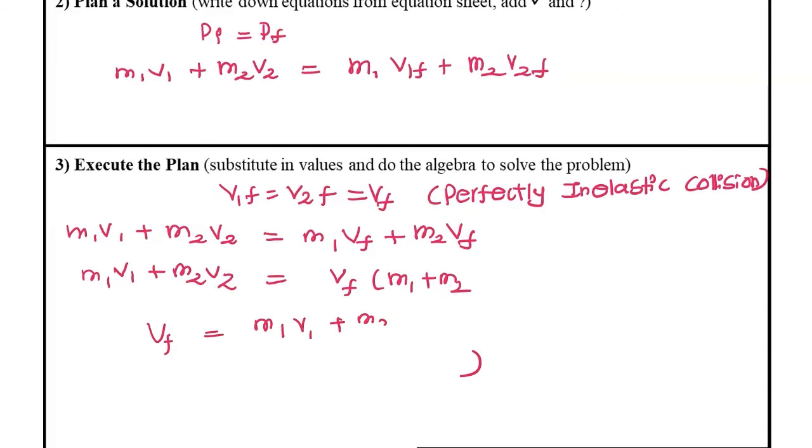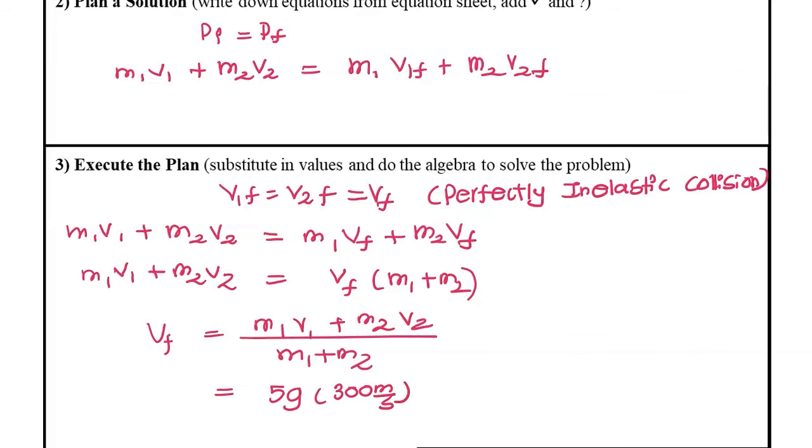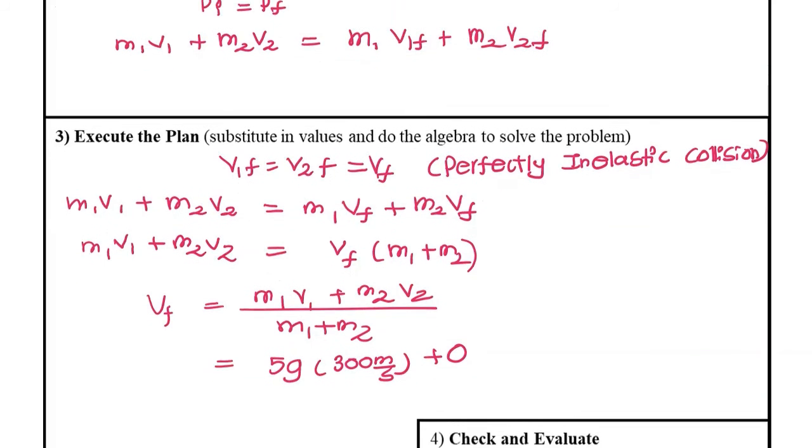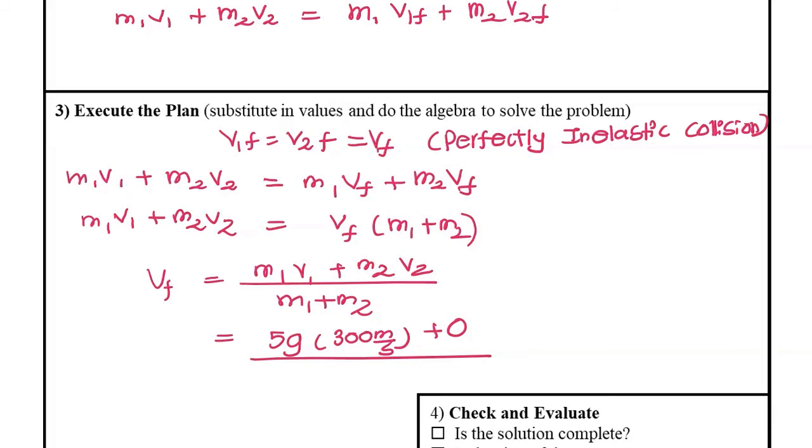So if you write an equation for the final speed, you will see m1 v1 plus m2 v2 divided by the combined mass of the system would be equal to final speed. So 5 grams times 300 meters per second plus 0, because the speed of the second object is initially 0, divided by the combined mass 505 grams.